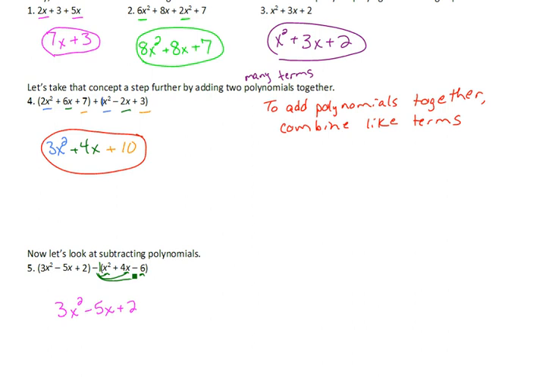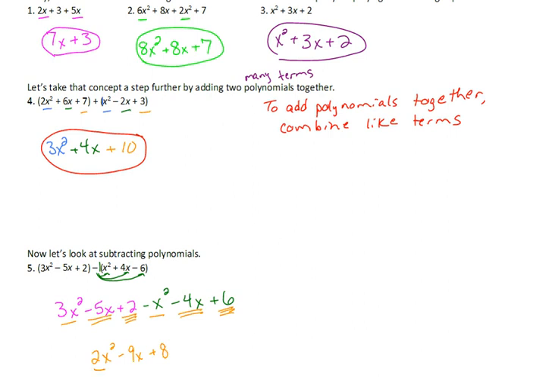Now we have the opposite of the second polynomial. We have a negative x squared. We have a negative 4x, and now we have a positive 6. Since we distributed that negative through, now we can go ahead and combine like terms. We have a 3x squared and a negative x squared, so we have a 2x squared. We have a negative 5x and a negative 4x, which is a negative 9x. We have a positive 2 and a positive 6, which is a positive 8.